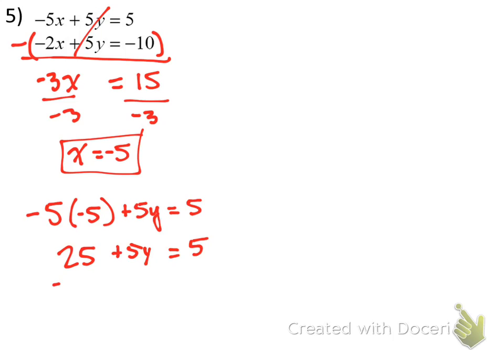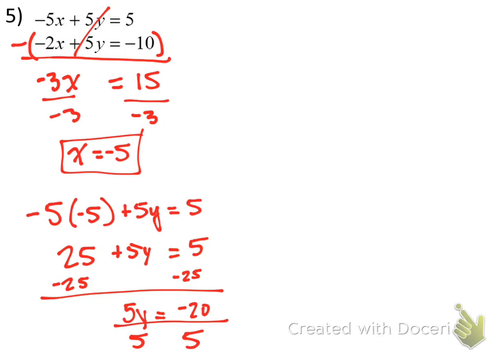Subtract 25 from both sides. So 5y is equal to negative 20. Divide both sides by 5. 5's cancel out. y is equal to negative 4. Right? Y'all looking up here, right? And then your ordered pair is going to be negative 5, negative 4.